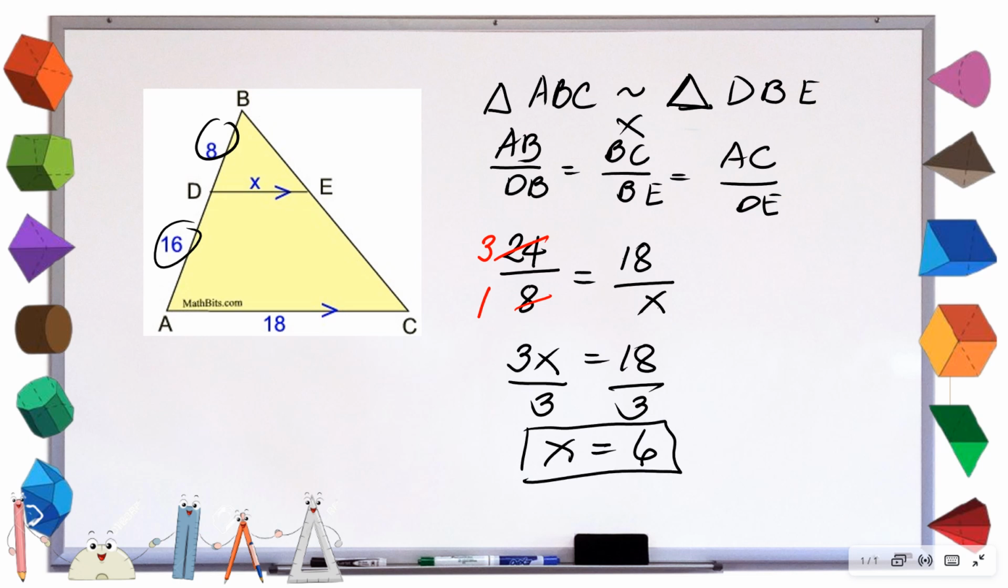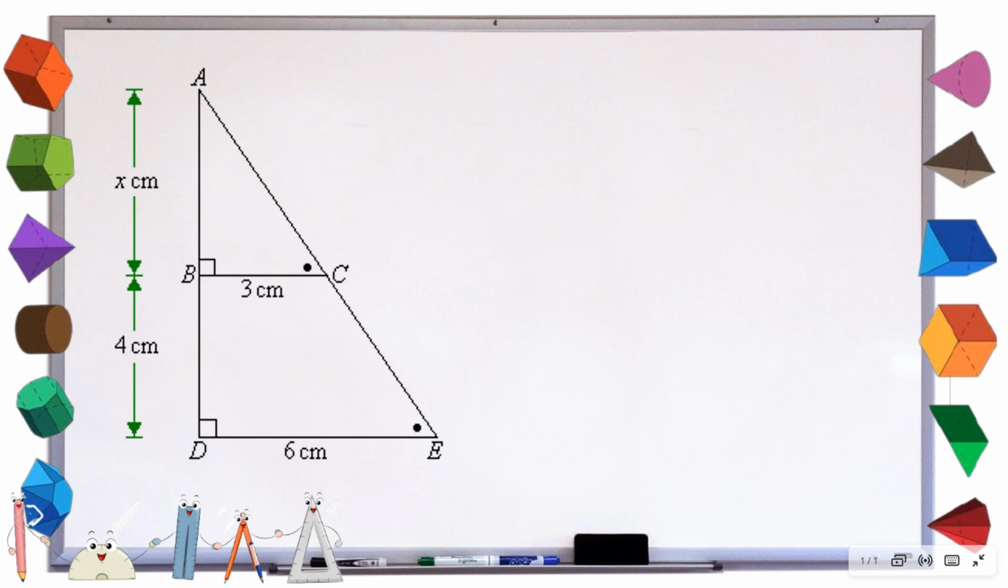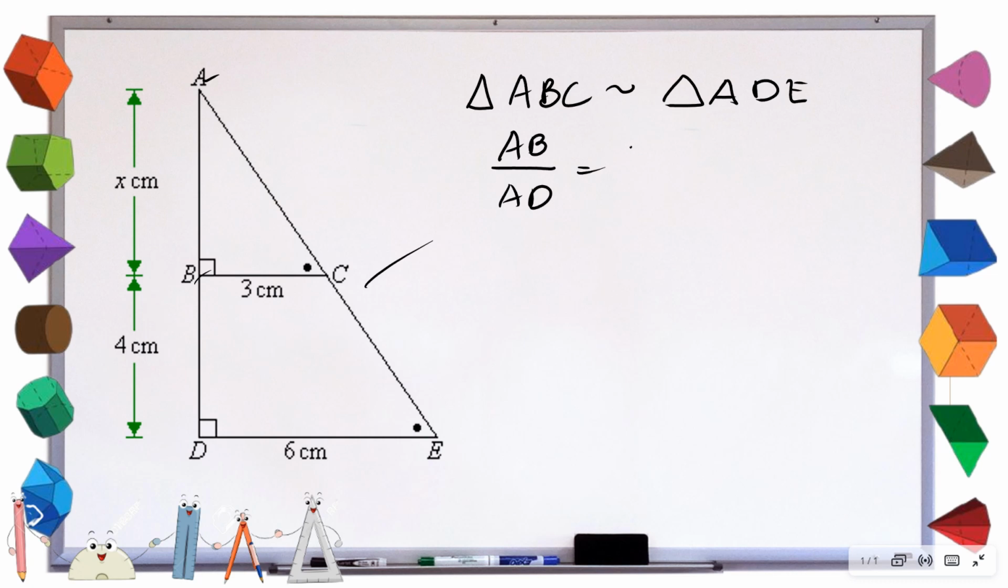Okay, let's have another example. So we have here a coinciding triangle again. So the similar triangles that we have here is triangle ABC. So ABC is similar to the bigger triangle, ADE. Then, the proportional parts, we have AB over AD is equal to BC over DE, and we have your AC over AE.